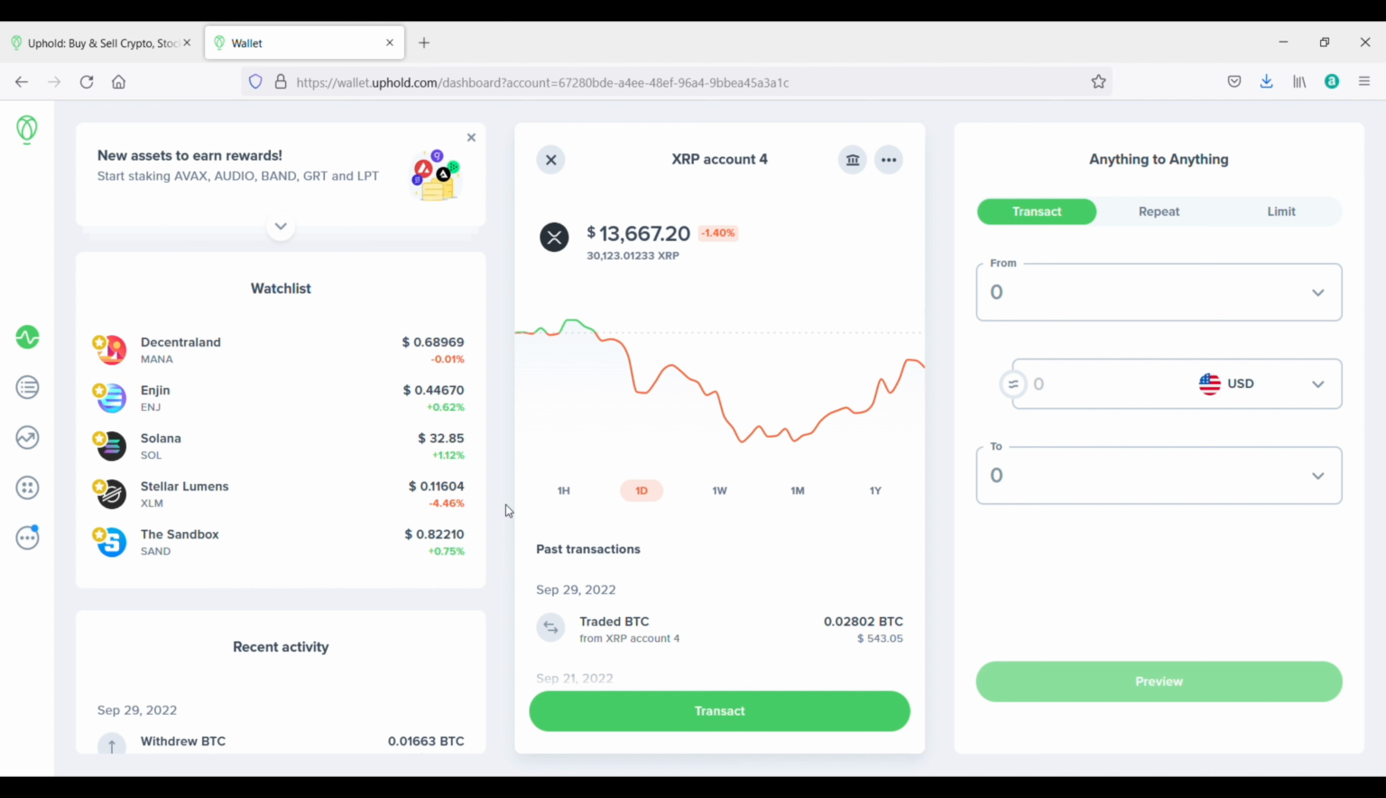Now, the fees on Uphold are also relatively low. And if you're currently in the United States, this is literally one of the few places that allows you to buy XRP right now. And I do like Uphold because they support the XRP army even since the start of the SEC case with XRP.